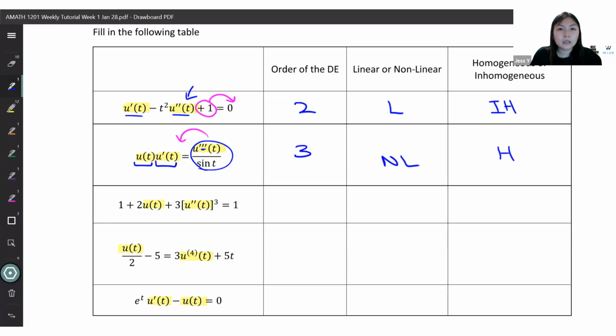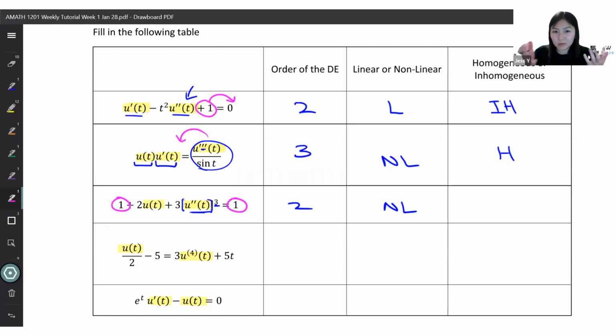This next one, highest derivative is 2. But be careful. This big bracket raised to the power of 3 means that our exponent of the second derivative is 3. So this one is non-linear. And if you look at the terms that I didn't highlight, there are some terms left over. Some people would say, okay, this is inhomogeneous because there are terms.